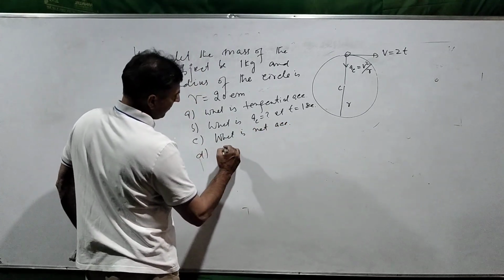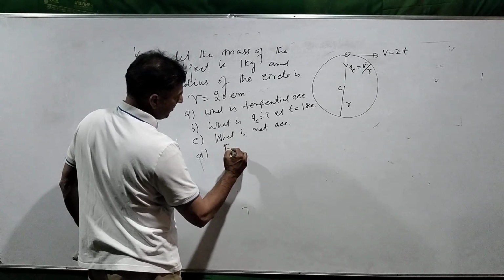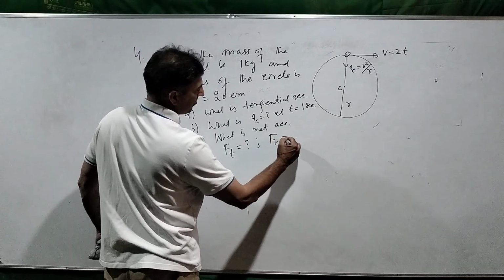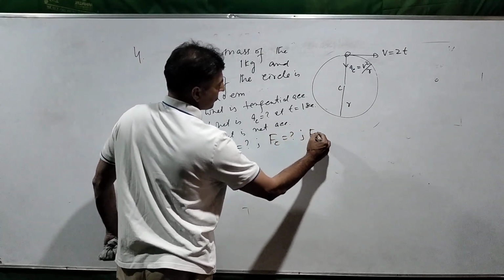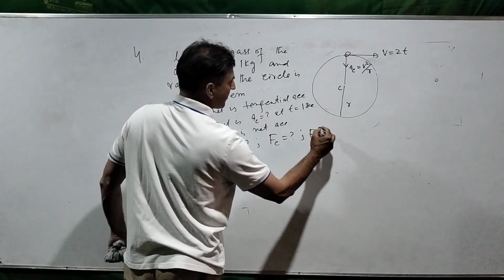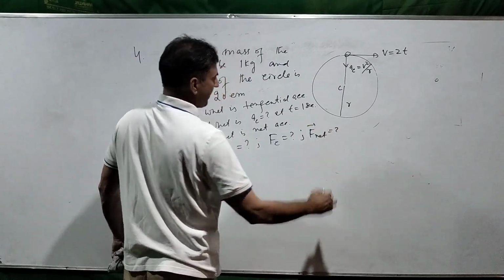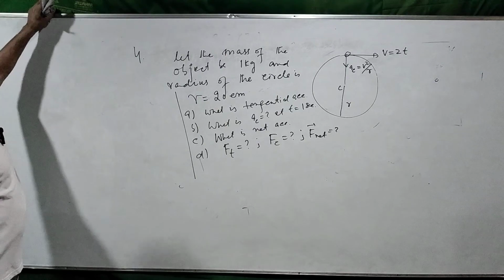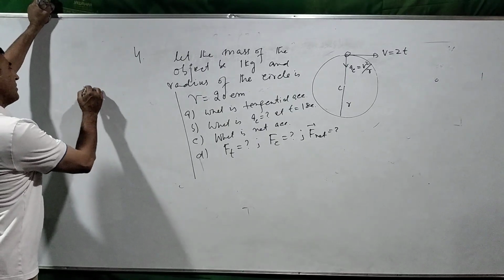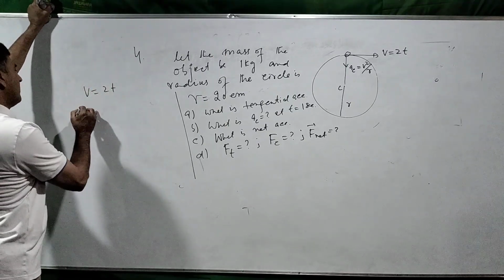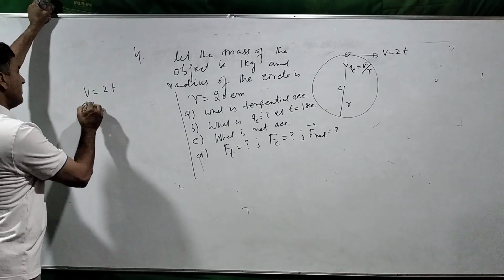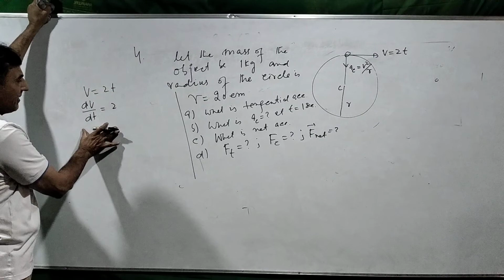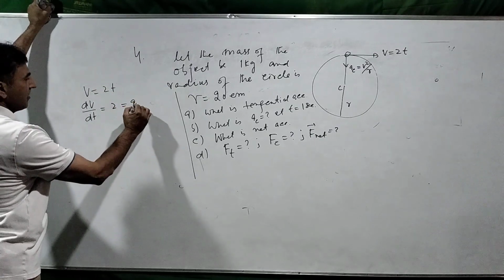D, what is tangential force? What is centripetal force? What is net force? I have to work out everything. Okay, let me start with A. What is tangential acceleration? Now v is equal to 2t. The rate of change of speed, dv by dt, is equal to 2. By differentiation, this is the tangential acceleration.